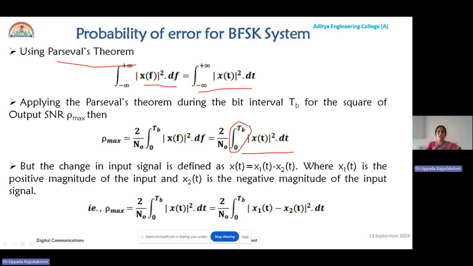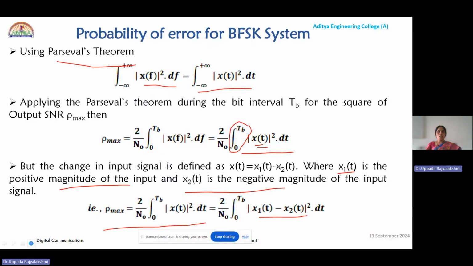So that's why we have taken the integral limits as 0 to Tb, where x(t), remember, is the change in the input signal, which is x1(t) minus x2(t), where x1(t) is the positive magnitude of the input and x2(t) is the negative magnitude of the input. So rho max can be defined as 2 by N0 times the integral from 0 to Tb of x(t) square dt, where x(t) is x1(t) minus x2(t).